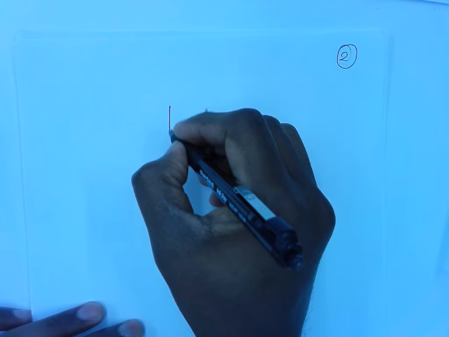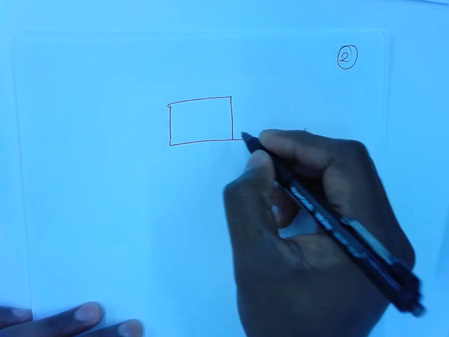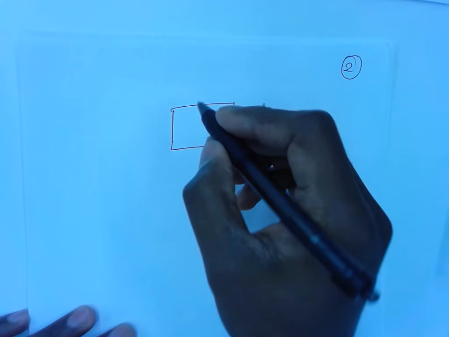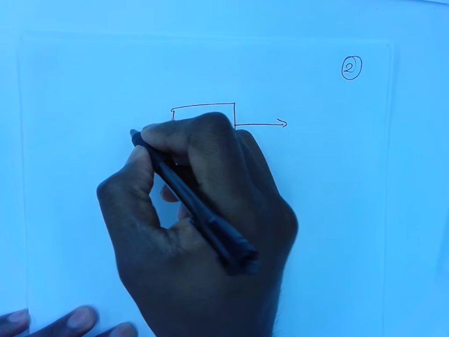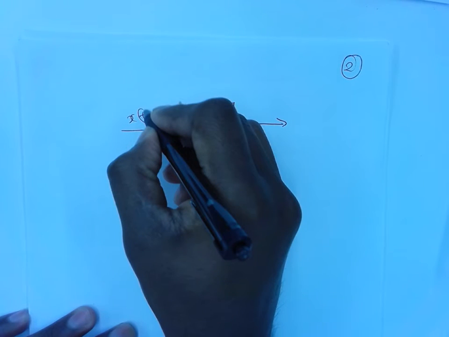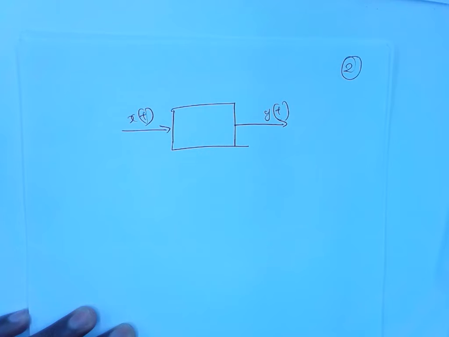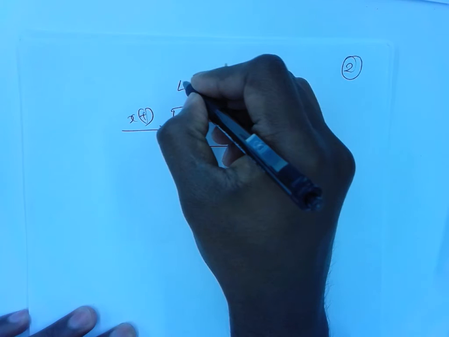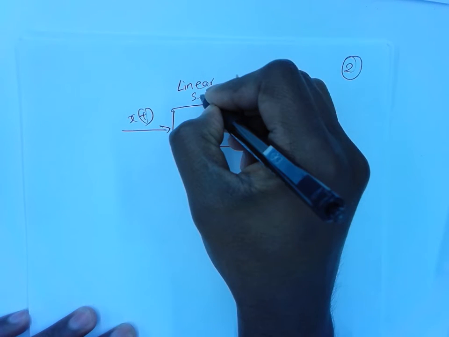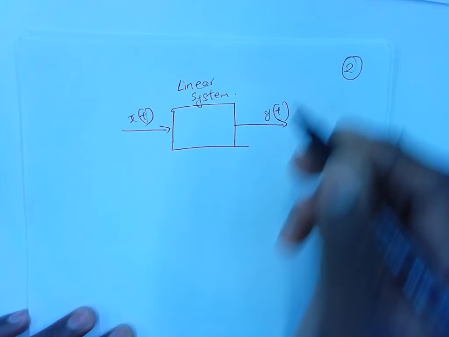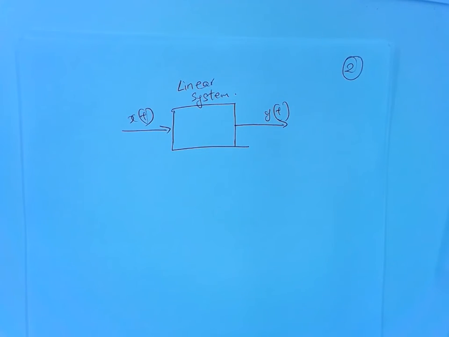So let's say I have a system. I have an input x of t and an output y of t. I'm saying this is a linear system. So how do you mathematically define that? What do you recall? What does it mean for a system to be linear?